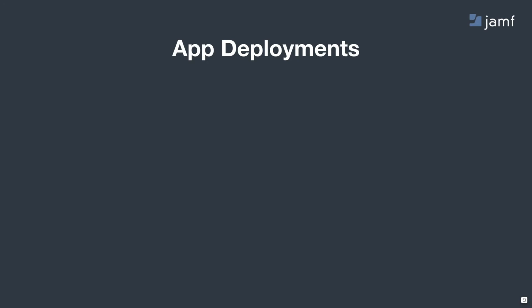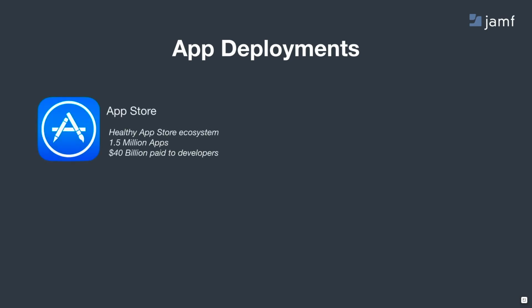Then, of course, out of the box, iOS devices have a lot of great stuff in there, but you, of course, want to get apps on there. That's the heart of productivity. And so, of course, Apple has a wonderful app store out there, a very healthy app store ecosystem with 1.5 million apps that are designated for business. And they pay their developers really well so people can continue making great apps on that platform.